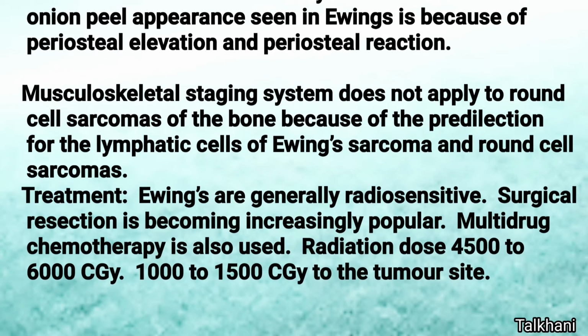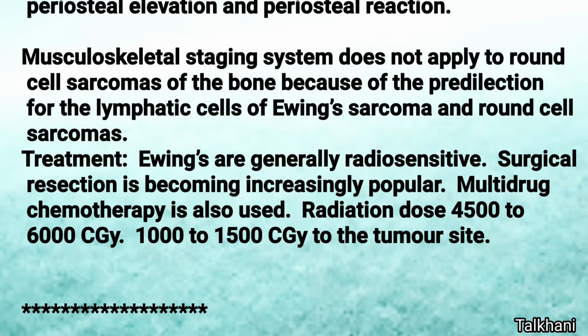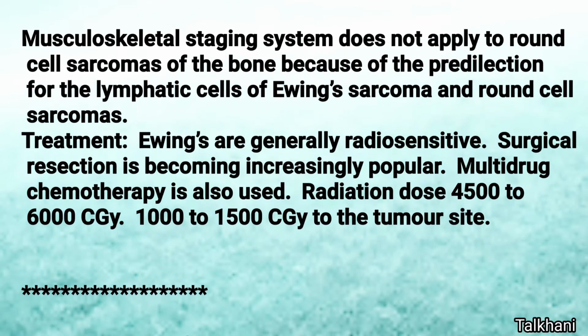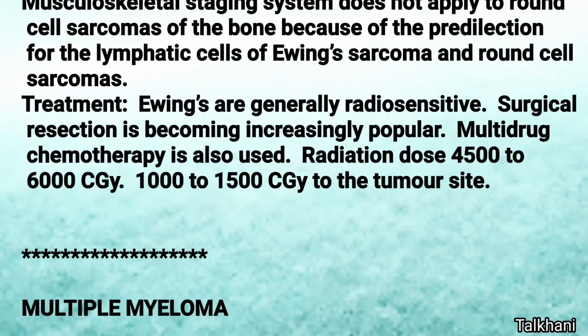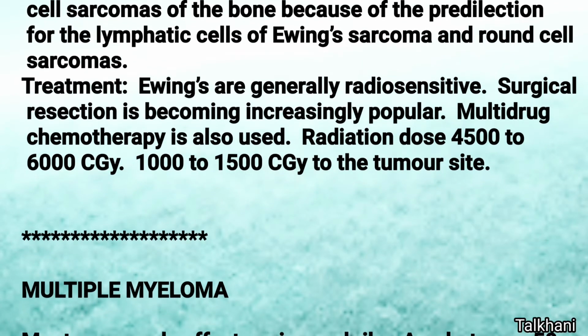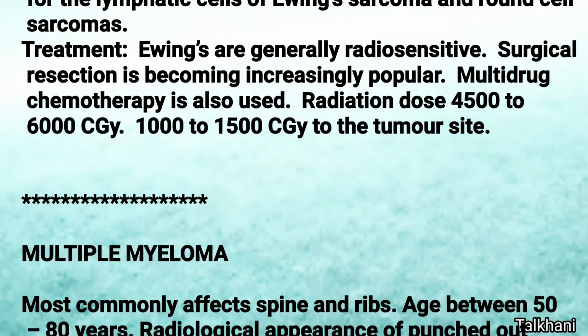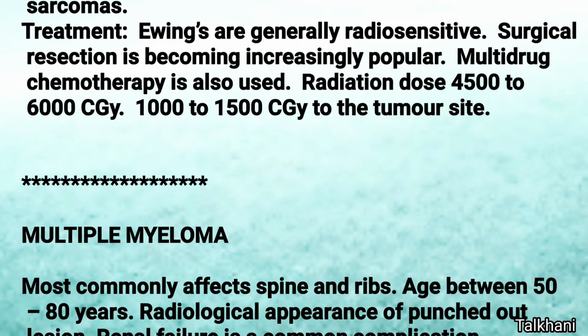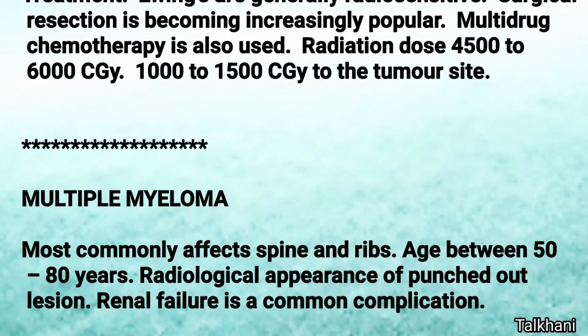Treatment. Ewing's tumors are generally radiosensitive. Surgical resection is increasingly becoming popular. Multi-drug chemotherapy is also used. Radiation dose is 4,500 to 6,000 cGy in total. 1,000 to 1,500 cGy is preferably applied to the tumor site and the rest to the affected bone.